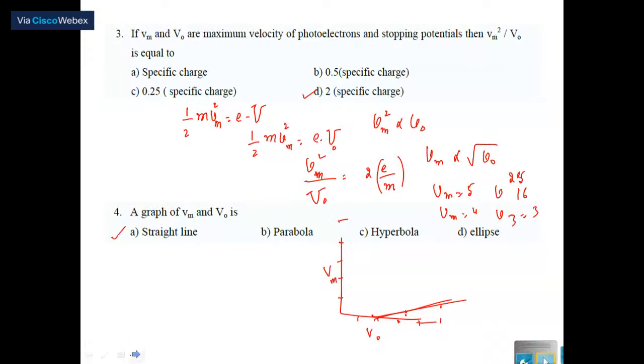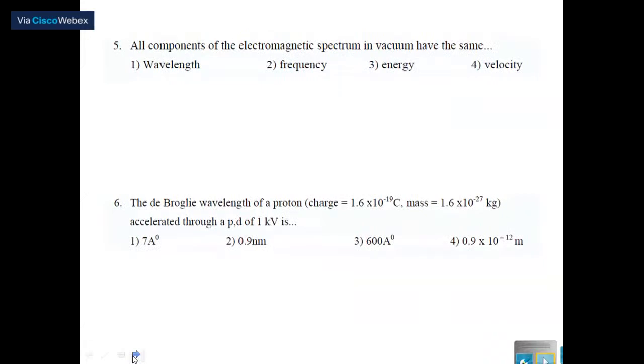Well, the next one. All components of the electromagnetic spectrum in a vacuum have... so it's the electromagnetic spectrum. The light has been classified into various regions such as the gamma region, X-ray region, UV region, visible region, IR region, the radio region, and the microwave region, and so on. For gamma, the frequency is 3 into 10 to the power of 20 to 3 into 10 to the power of 19. Maybe if you remember this, that will be convenient.